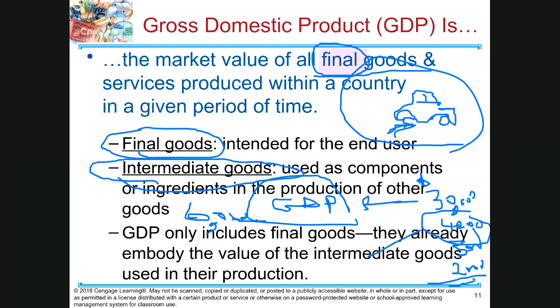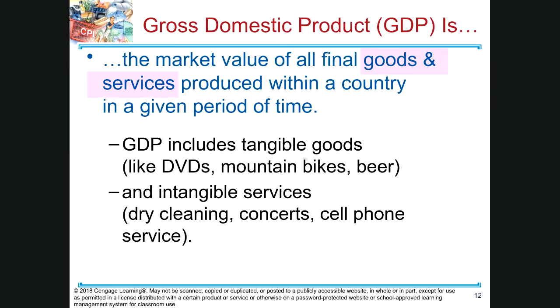All right, what else? Let's go on. Goods and services. It's not just tangible goods. We calculate the services in our GDP too. The plumber comes to your house and fixes the plumbing, you pay him $200, that's part of the GDP. Goods and services.